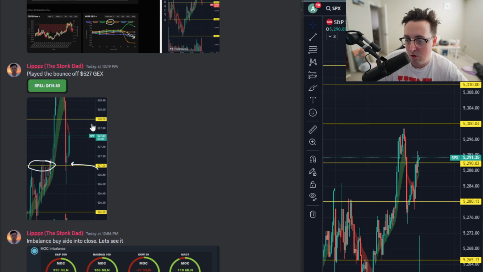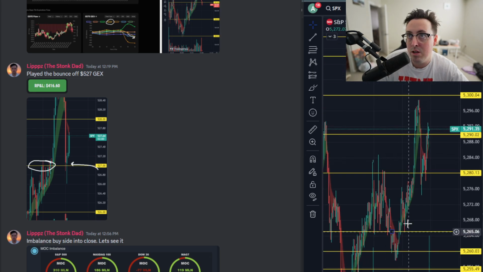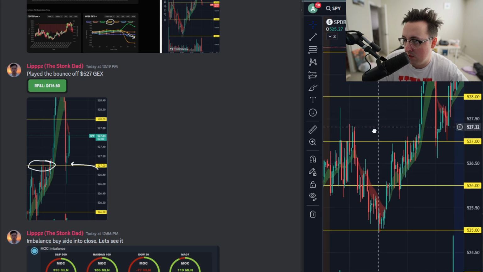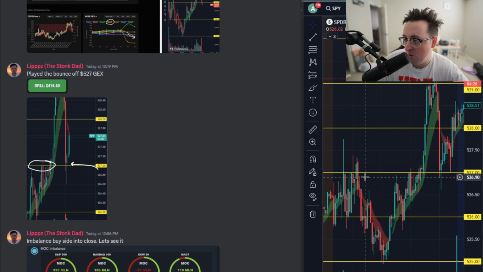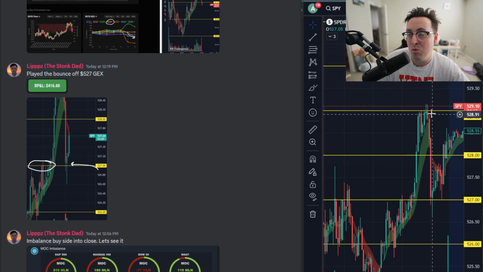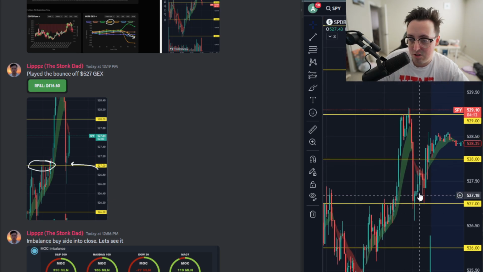Something to make note of also is you can catch some really nice scalps. So if you go over here, you can see that there was a lot of resistance here at this 5280. Let me go over to SPY actually. But you can see that there was a lot of resistance here at this 527 level. This was a previous GEX level that we broke earlier. So we came up, hit 529, came back down and tested that 527 level. And I did actually go long there for a brief moment.